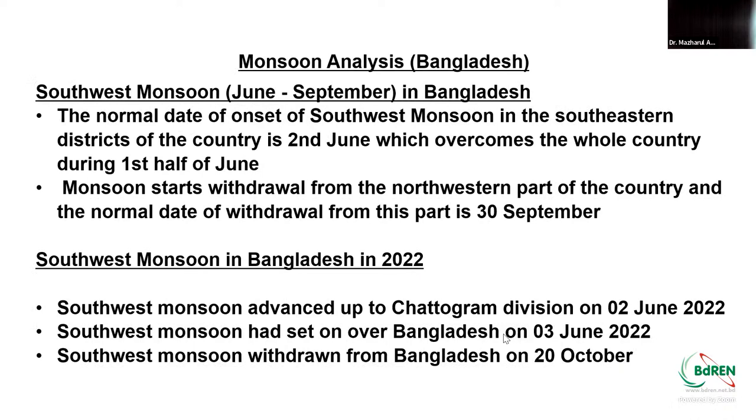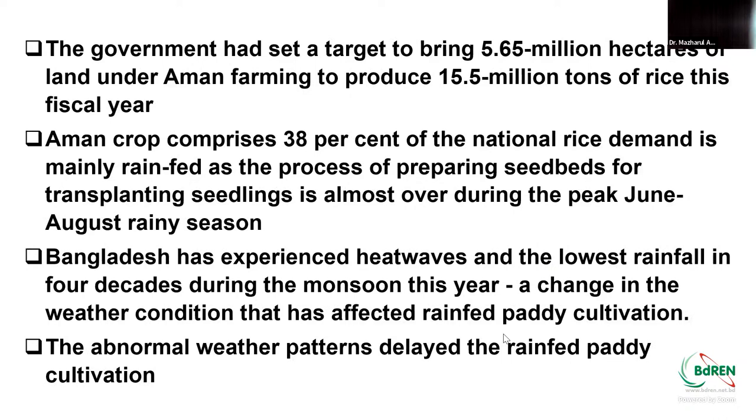Our government initially had set a target to bring 5.65 million hectares of land under Aman, that is rain-fed rice cultivation in Bangladesh. And you know that in Bangladesh, the Aman or the monsoon rice covers a larger area. The Aman crop comprises 38% of the national rice demand and is mainly rain-fed, as the process of preparing seedbed and transplanting of seedlings is almost over during the peak June to August rainy season.